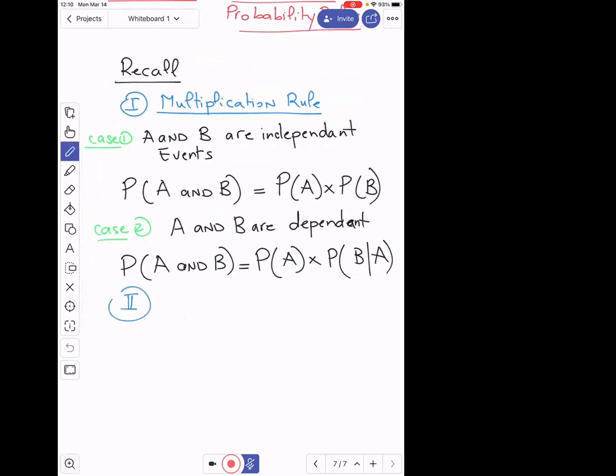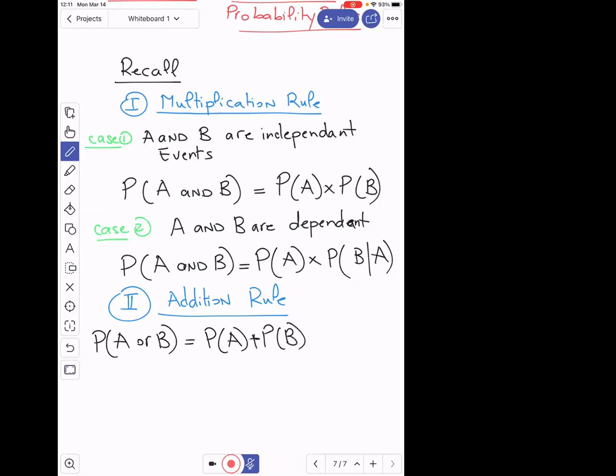And the other rule, the second rule, is the addition rule. Then the word or becomes a plus, right? So this is the addition rule. You have two events, A and B, then the probability of A or B is the probability of A plus the probability of B minus the probability of A and B.